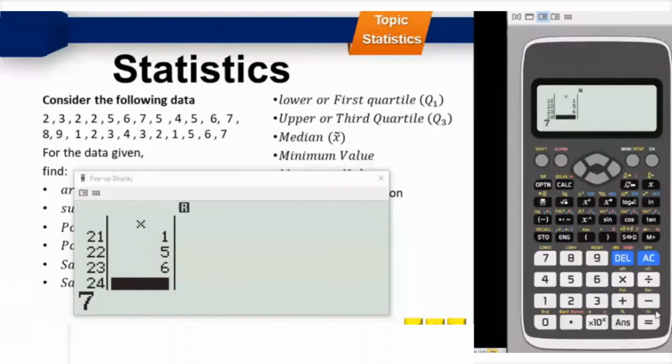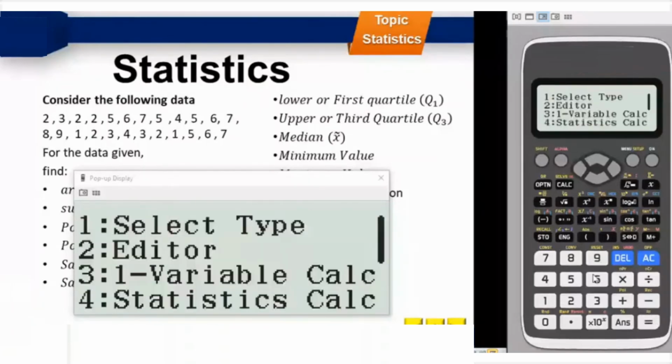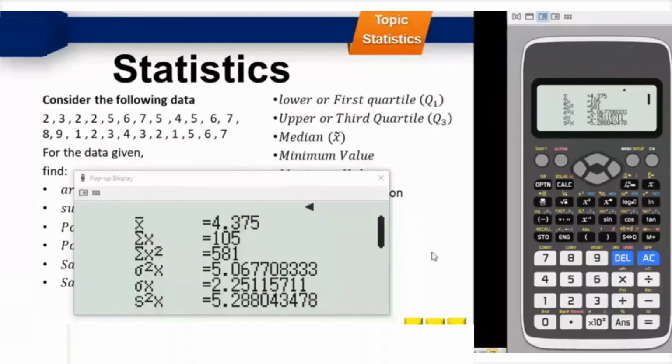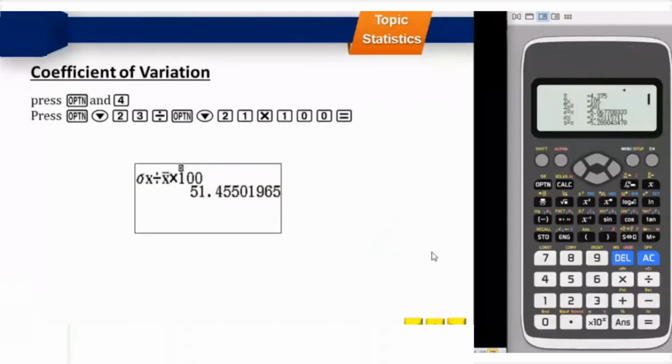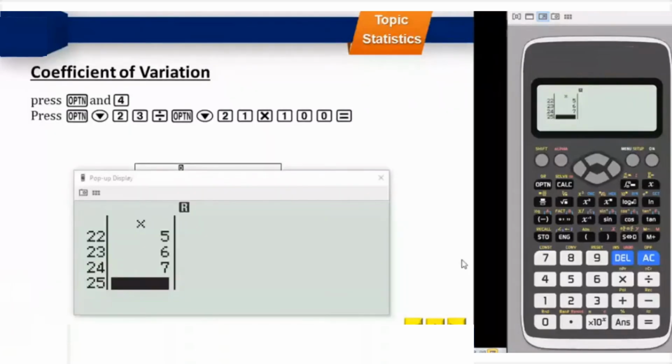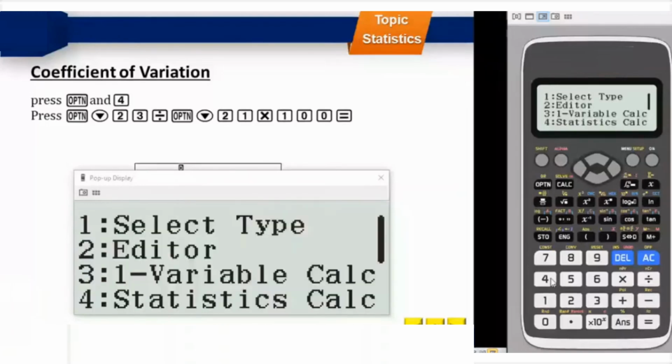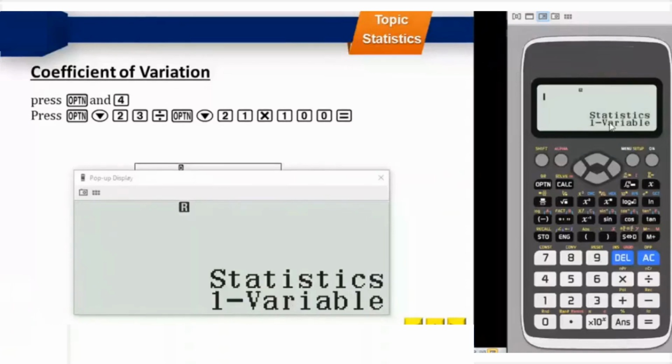I pressed the OPTN button, I pressed 3, and I got all the answers that I was searching for earlier. Now I will go onto the data. To go back onto the data, you need to press the AC button, all clear. You press option, you press 4. When you press 4, it's written statistics 1 variable. Now you press option again, you scroll down and you press 2.